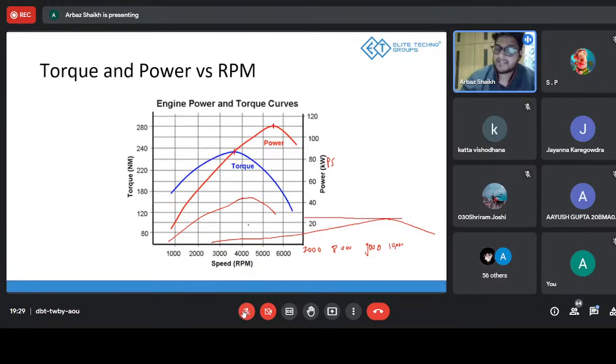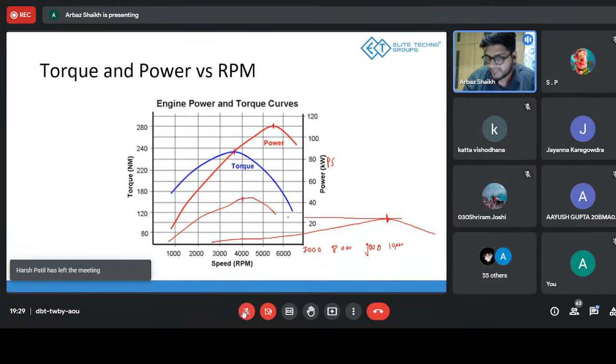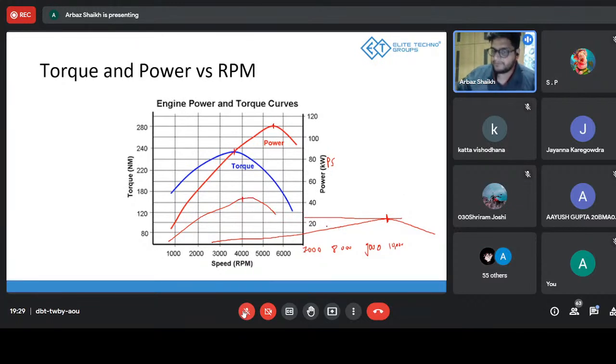Why? Because in this case, the maximum power is going up to 10,000 RPM, whereas in the Bullet, the maximum power is only up to 4,000 RPM. That is why you cannot extend it up to 10,000, because after this, the power is just going to go down, and you cannot use that power to drive your vehicle. Once your vehicle is in motion, it will be somewhere around 3,000 or 4,000 RPM.